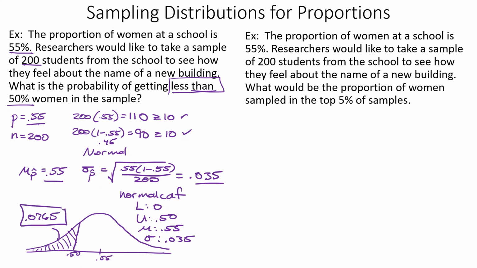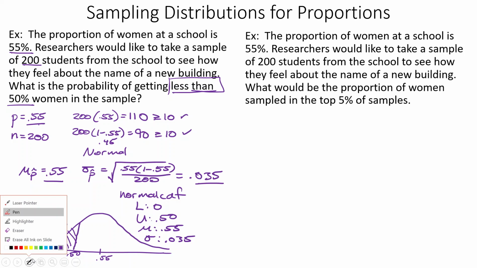All right, so what's the probability of getting less than 50% women in our sample? About 7.6%, or 0.0765. All right, so it looks like maybe 92 to 93% of samples will be 50% women or more. All right, so that's the first problem here.